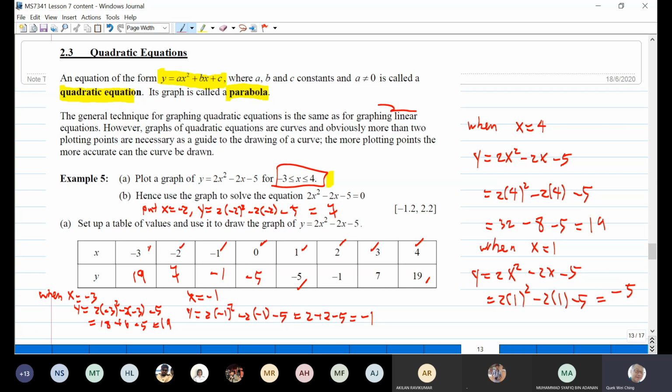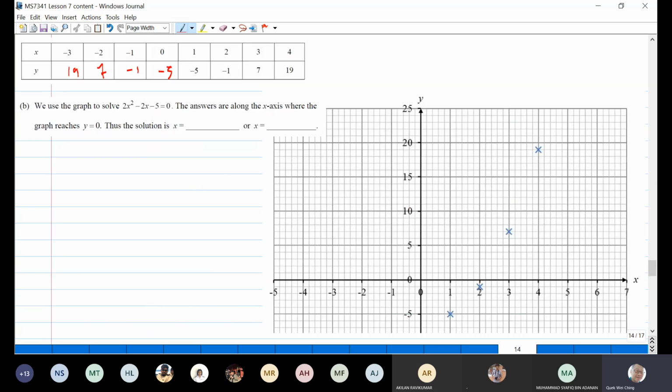So I transfer the table to the next page here. The table is there, so I'm going to plot the graph now. Okay, so minus 3, 19. So x equals minus 3, go to 19, somewhere here. So this is the point. Minus 3, 19. Okay, x equals minus 3, y equals 19, right?